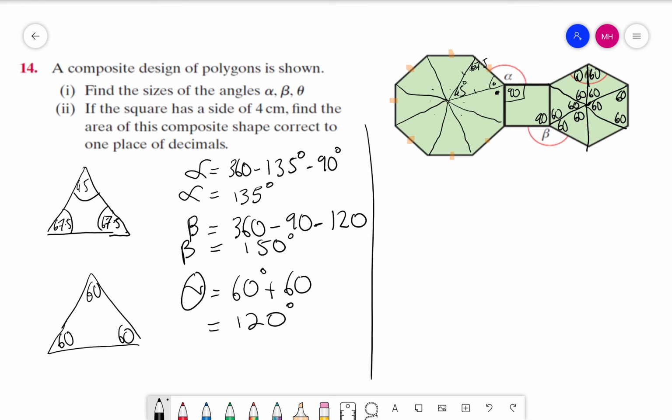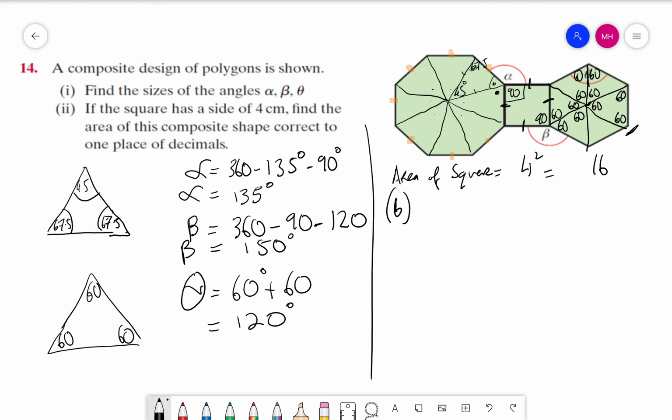Moving on to the areas. Now you're told that the square has a side of 4 centimeters. So that and that and that are 4. So the area of the square is equal to 4 squared, which is 16. The area of the, we'll work over here with this hexagon first of all. So the area of the hexagon is going to be 6 times each one of these triangles.